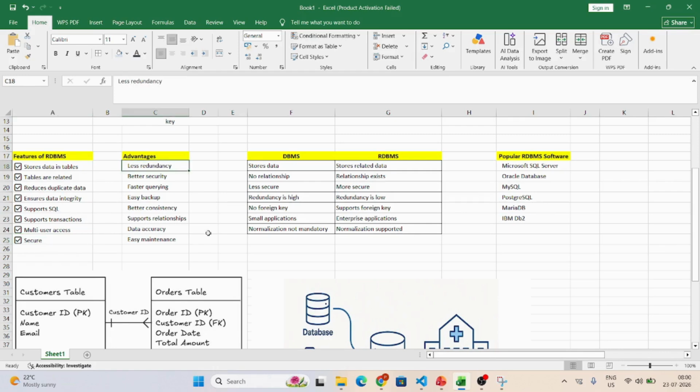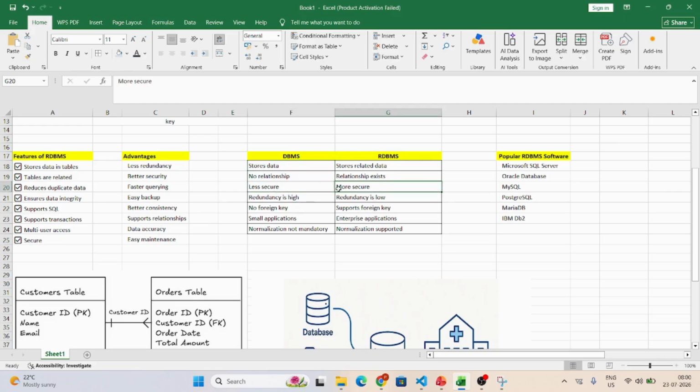Advantages: less redundancy, better security, faster querying, easy backup, better consistency, supports relationships, data accuracy, easy maintenance. Now the difference between DBMS and RDBMS. DBMS stores data, and RDBMS stores related data. Relationships are mandatory in RDBMS, but not in DBMS. No relationship versus relationship exists.